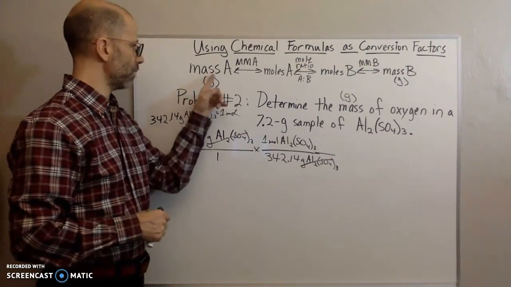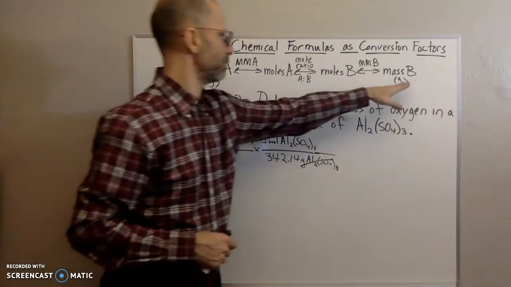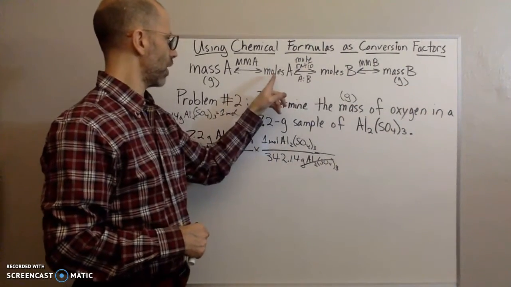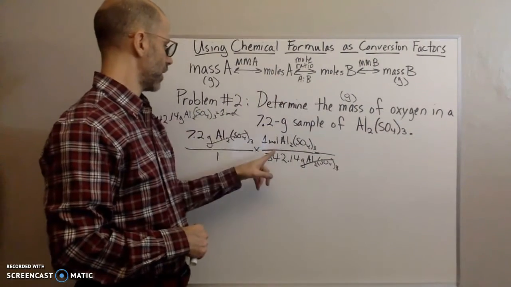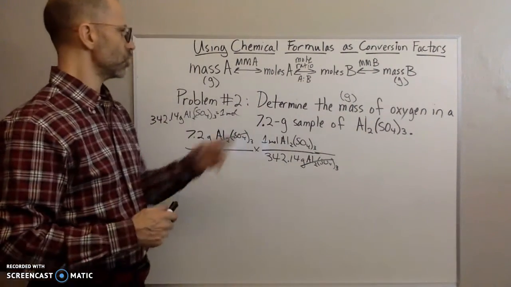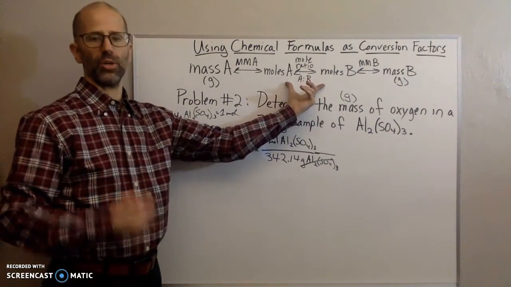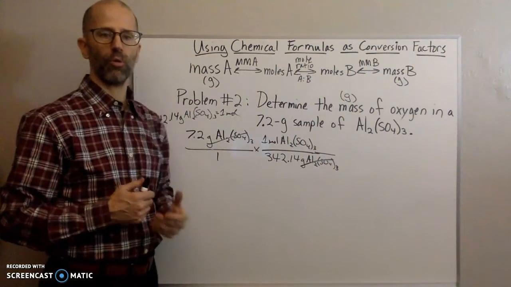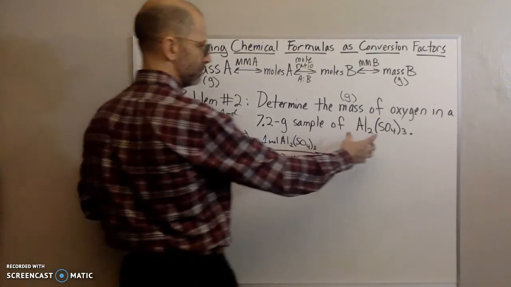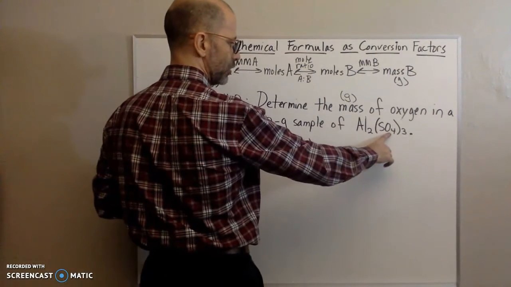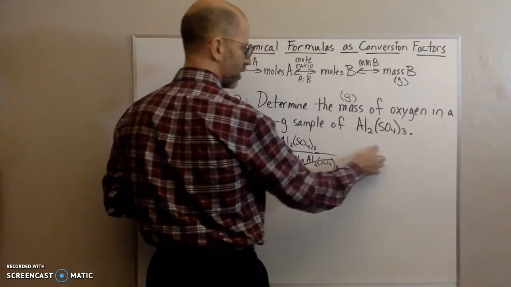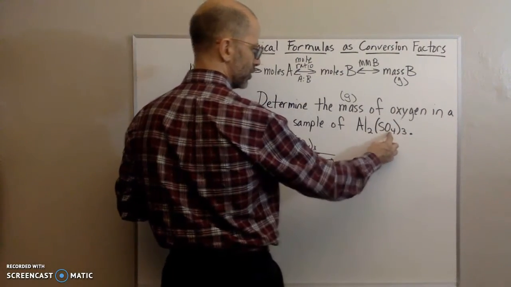So now I've gone from mass to moles, but I need to get the mass here, so I still have to go this step here. So I want to go from moles of my aluminum sulfate to moles of B, which is oxygen. So now I'm going to use the mole ratio, and that mole ratio comes from the formula. So if I look at the formula, I want oxygen. So what is the ratio of one of these to oxygen?